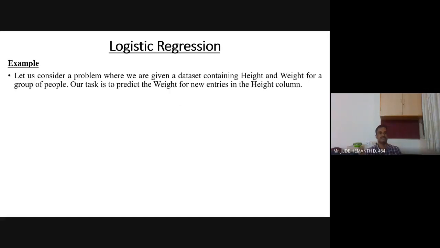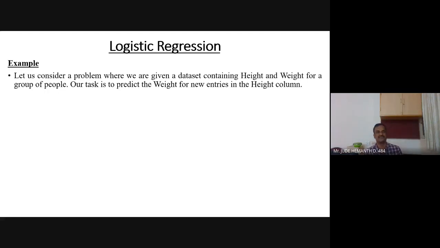We'll see a small example. Let us consider a problem where we are given a data set containing height and weight for a group of people. Our task is to predict the weight for new entries. Right? Maybe 75 students are in the class. Now based on the height and weight, I'm forming a line. Okay, if this is the weight, maybe this is the height. So whenever a new person joins our class, if the weight of that person is given, I am going to find out the height. Or if the height is given, I'm going to find out the weight. So x and y. Given x, I can find y.